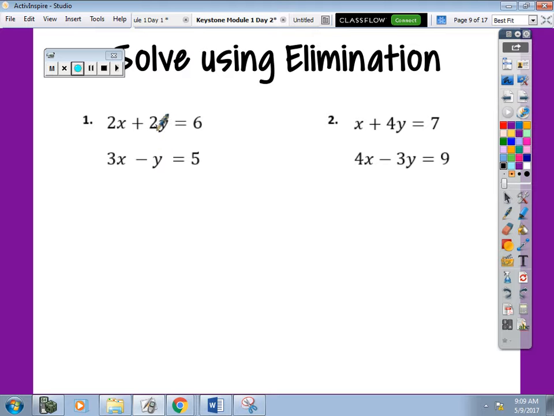Okay, so for instance, for this one, I would probably multiply this one by 2 so that it matches. Now, when you do that, make sure you're multiplying all three terms by 2. So we'll get 6x minus 2y equals 10. Biggest mistake is forgetting to distribute that all the way over. Equation 1 stays exactly as is.